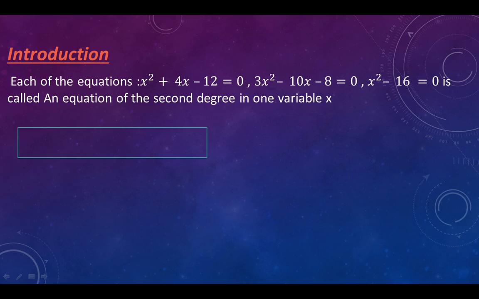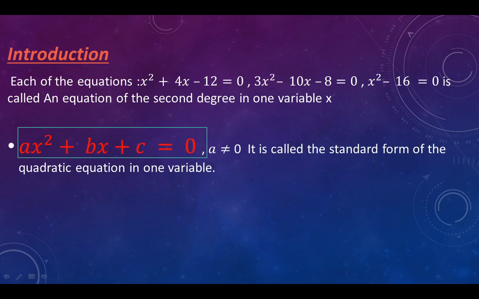The standard form of the quadratic equation is ax power of 2 plus bx plus c equals 0. This is the standard form of the quadratic equation. You have to memorize it very well. Where a is the coefficient of x power of 2, b is the coefficient of x, c is the absolute term, or the term free of x. A is not equal to 0. Maybe b equals 0, maybe c equals 0, but a must be not equal to 0. This is called the standard form of the quadratic equation in one variable.